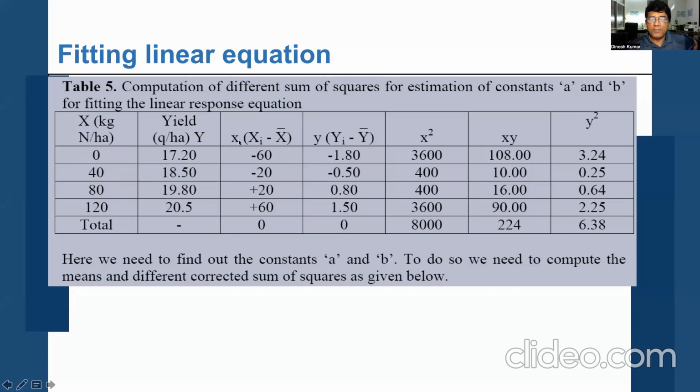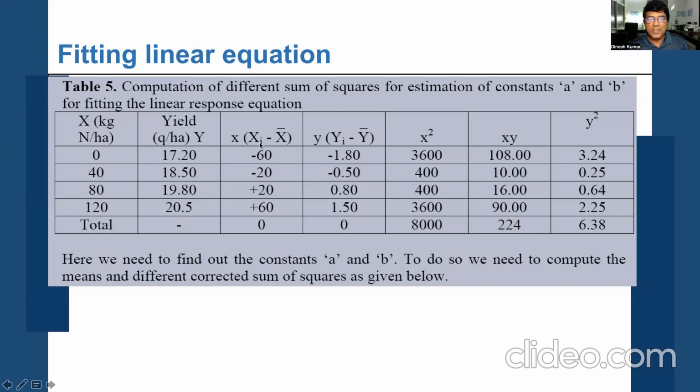Now you need to take the deviation against the mean. For this, you need to calculate X bar, the mean. So how much will be the mean here? 0, 40, 80, 120. Anybody? What would be the mean here? So the mean is 60. Good. And in the next column, the Y mean is 19. You need not do it, I tell you. So the mean here is 19.